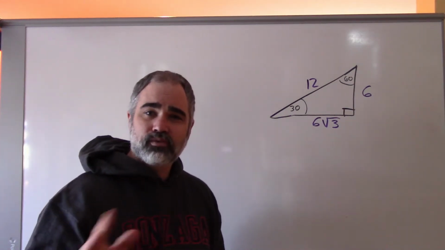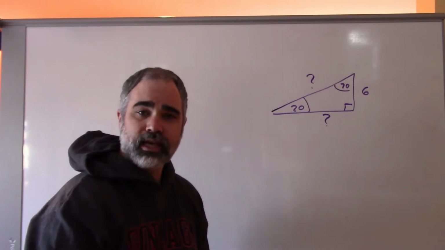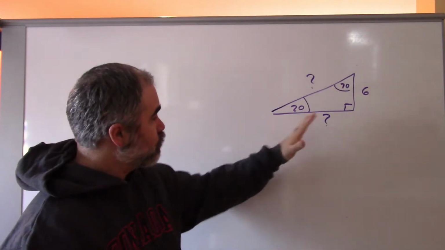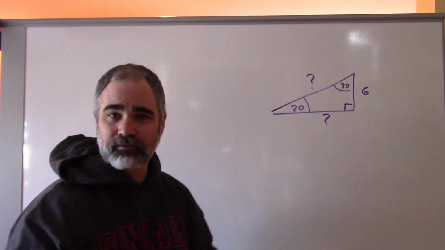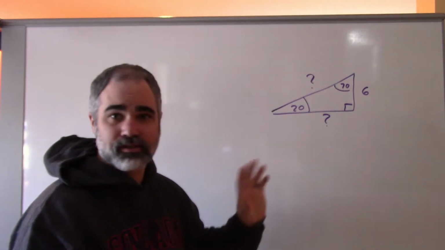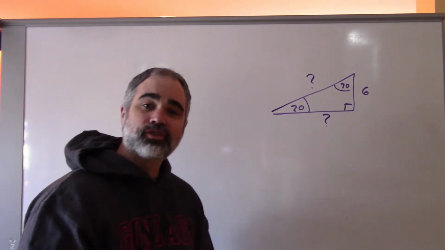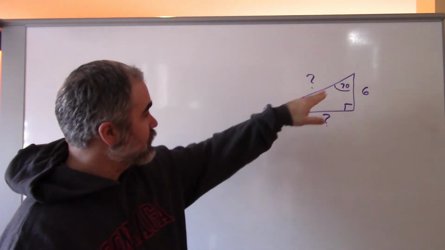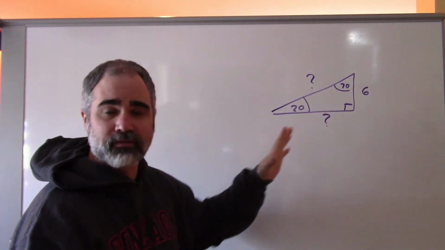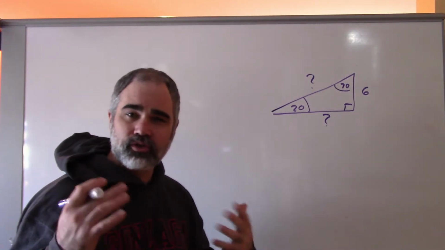The problem is, what happens if it's a little different triangle? What if I've got something like this? I've got a 20, 70, 90 triangle. Now, the special right triangle won't work for this. You don't know anything about this triangle. You haven't memorized anything about it. So I would need to know another triangle similar to the 20, 70, 90 triangle to be able to figure this out. I could use a proportion or something else, but there's no other way to find it.